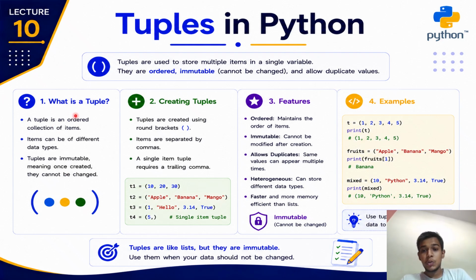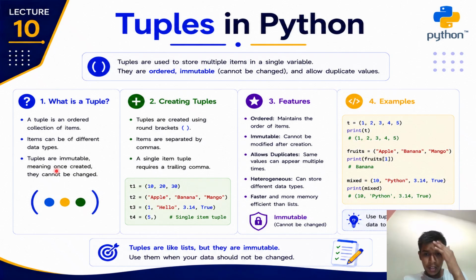Boolean values, decimal values in the same collection. The biggest feature of a tuple is that it is immutable, meaning once created, it cannot be changed. What it means is, once you create a tuple, you cannot add new items, remove existing items, or modify values inside it. This makes tuples useful whenever your data should remain fixed throughout the program.